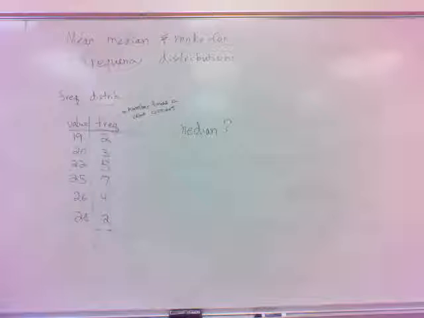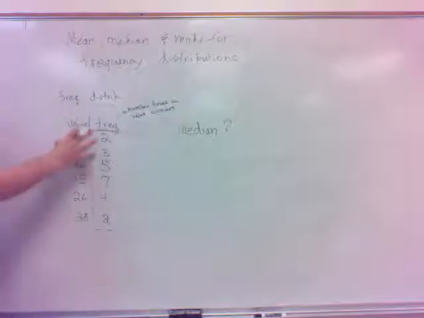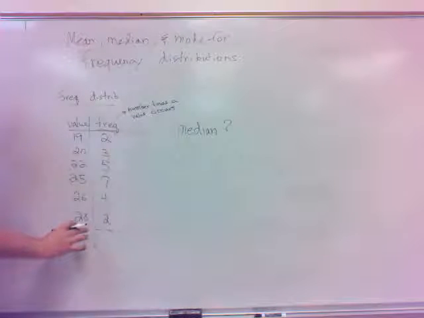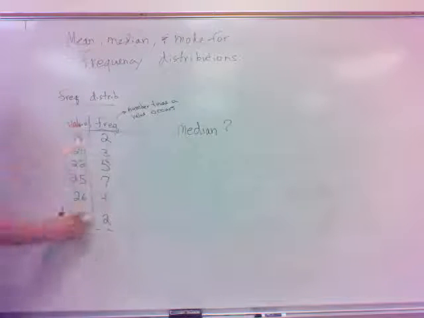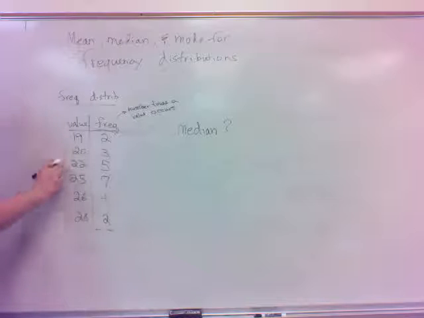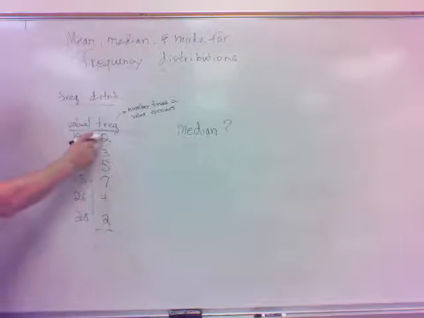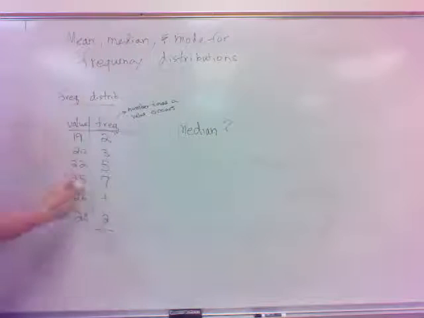Here's how I'm going to do this. To get the median, I'm looking for that middle value. And I can't just look at these to get the middle value, because there's not just 119 or 120 or 122. There's 2 19s, there's 3 20s, there's 5 22s. So there's a long list of these out there. Here's one thing I can do to find this median, the middle value.